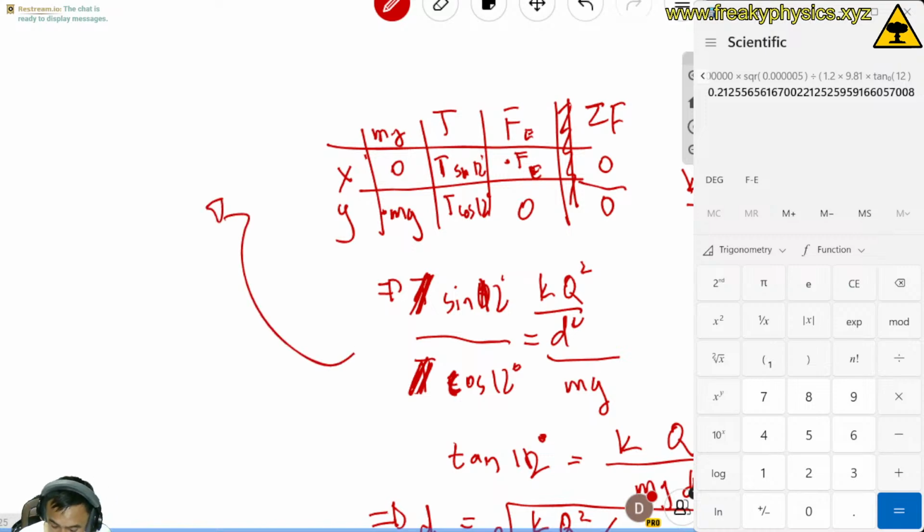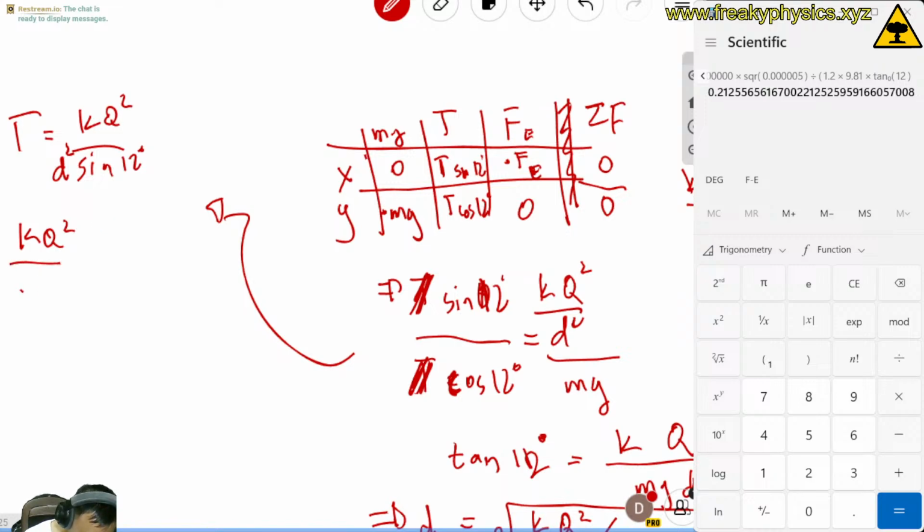So if we do substitution instead, we get that t is equal to kq squared over d squared sine of 12 degrees, right? You get the idea here. We got it from the first equation, right? Then I'm going to put this into the second equation, so I'm going to get k q squared over d squared sine of 12 degrees times cosine of 12 degrees is equal to mg, right?